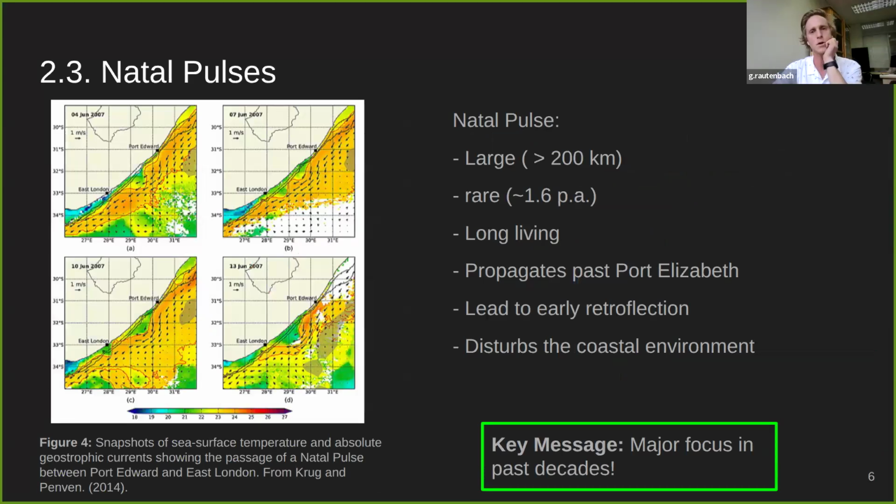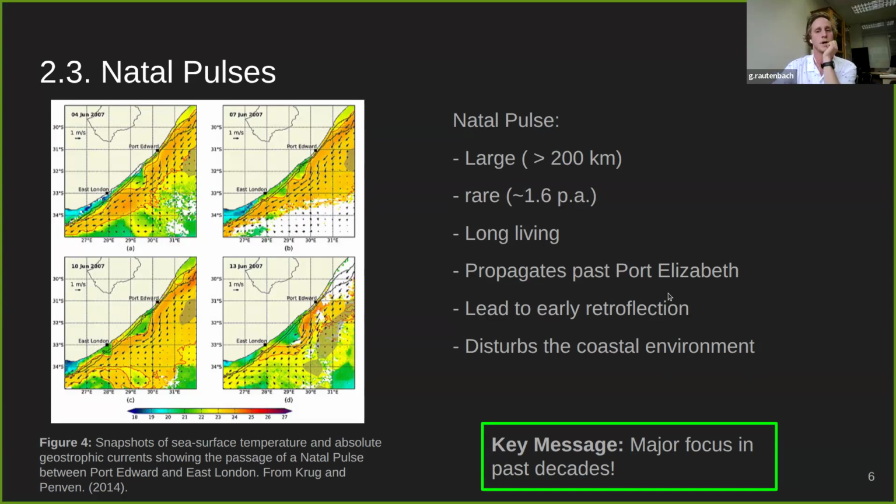So Natal Pulses have been quite a major focus in the past decades due to their large spatial and temporal scales and are therefore relatively well understood. Their generation is believed to be linked to the offshore mesoscale eddies, pulling the Agulhas Current waters offshore, which allows the large cyclonic meanders to develop in the KwaZulu-Natal Bight, which grows into Natal Pulses. Due to their large size, they can disturb the entire coastal environment along the east coast.